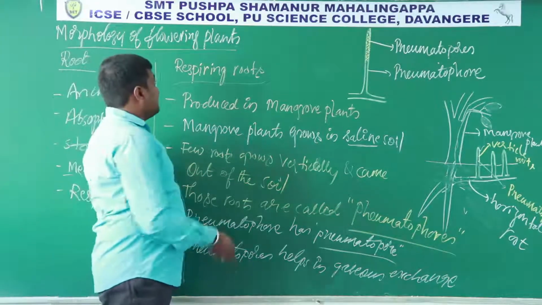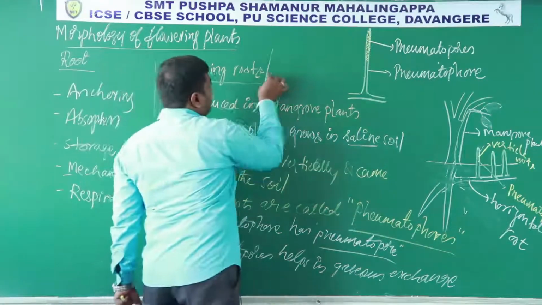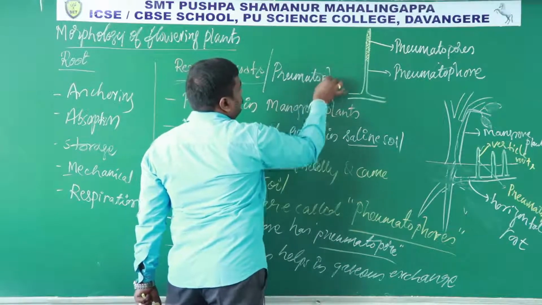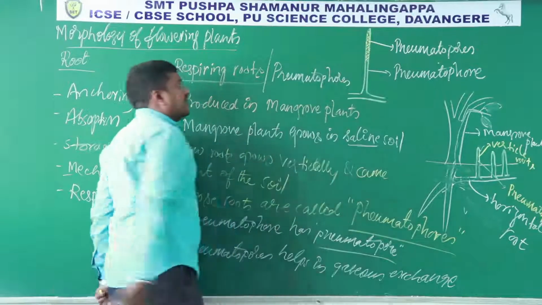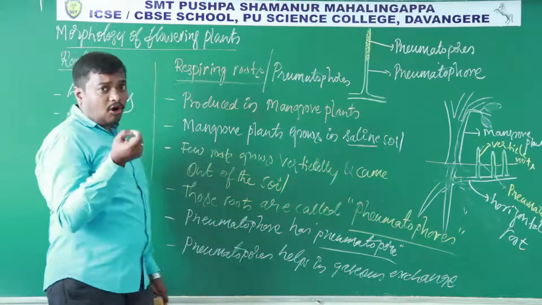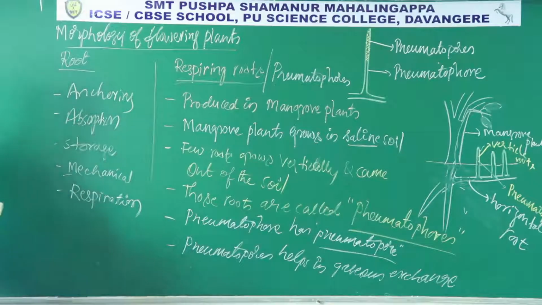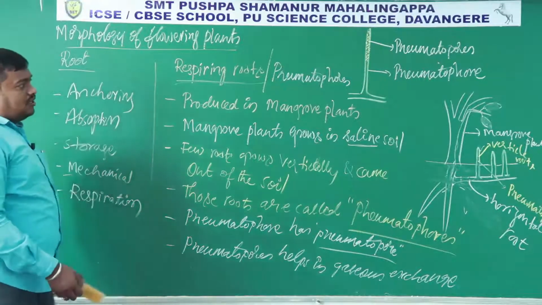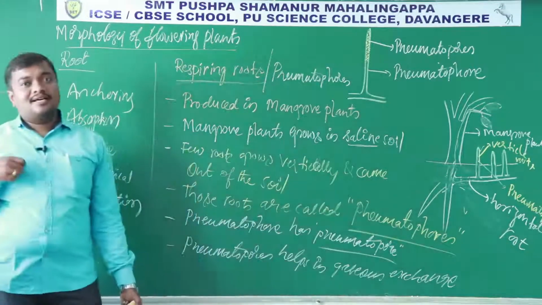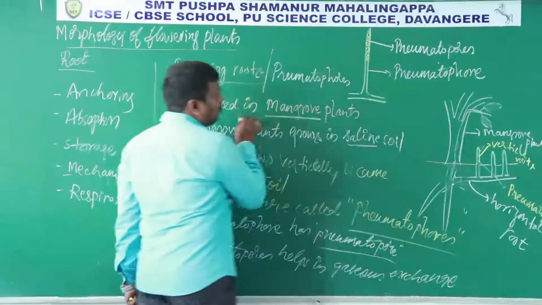Okay, so that is the reason why they are called respiring roots or pneumatophores. Respiring roots are also called pneumatophores. These pneumatophores have small pores. Through the pores, gaseous exchange takes place. Okay. So, hope you got how the roots are involved in respiration. Remember, these are observed only in mangrove plants.